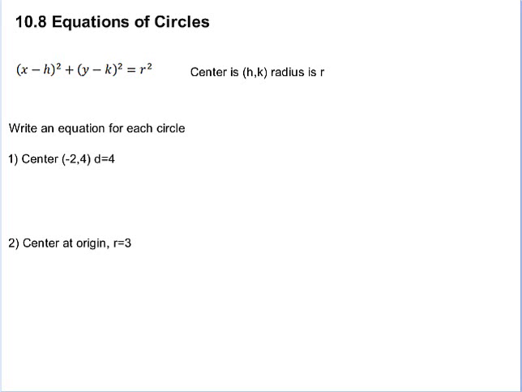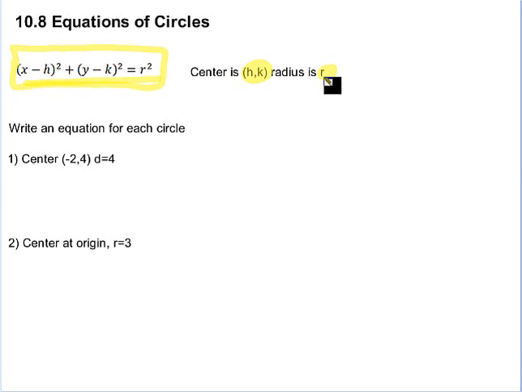Welcome to Geometry. Today we're going to talk about equations of circles. The standard form for circles is right here. It is (x minus h) squared plus (y minus k) squared equals r squared, where the center is at (h, k) and the radius is r.